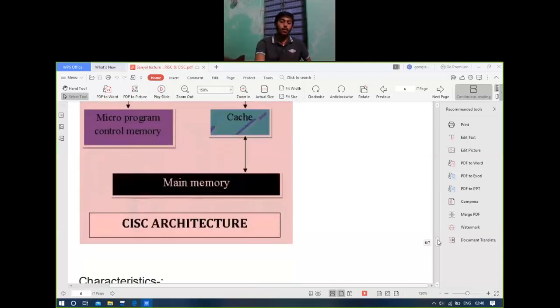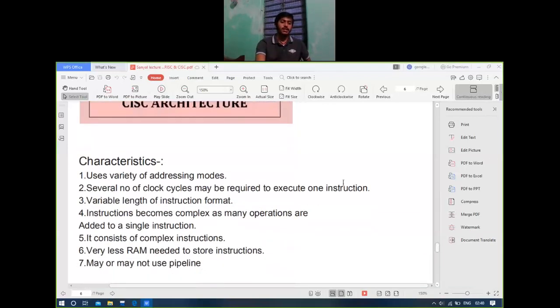Now let us focus on the characteristics of CISC architecture. It uses a variety of addressing modes. Yes, as mentioned earlier, it uses a variety of addressing modes, and it needs several clock cycles. So yes, it is very true because in CISC architecture the instructions become complex by adding up all the simple instructions. So it needs multiple clock cycles to execute, and thus the number of clock cycles may increase during the execution of a CISC architecture instruction.